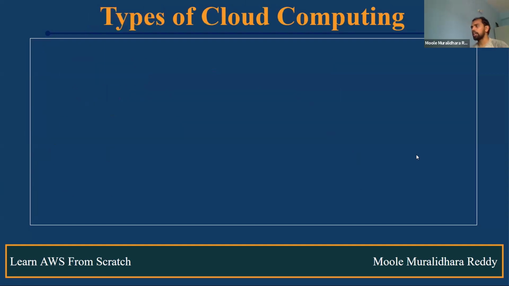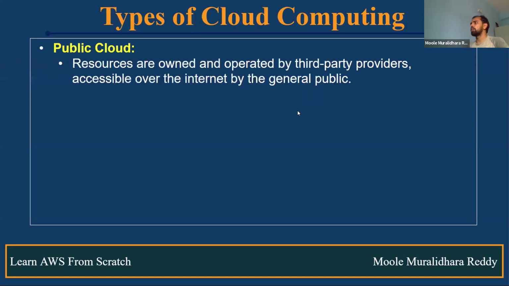There are different types of cloud computing: public cloud, private cloud, and hybrid cloud. First, let's discuss the public cloud. In the public cloud, resources are owned and operated by third-party providers, for example AWS, Google Cloud, and Azure. We can connect over the internet. For example, in AWS, you can create an EC2 server and connect to it over the internet. We don't need to maintain any physical servers.